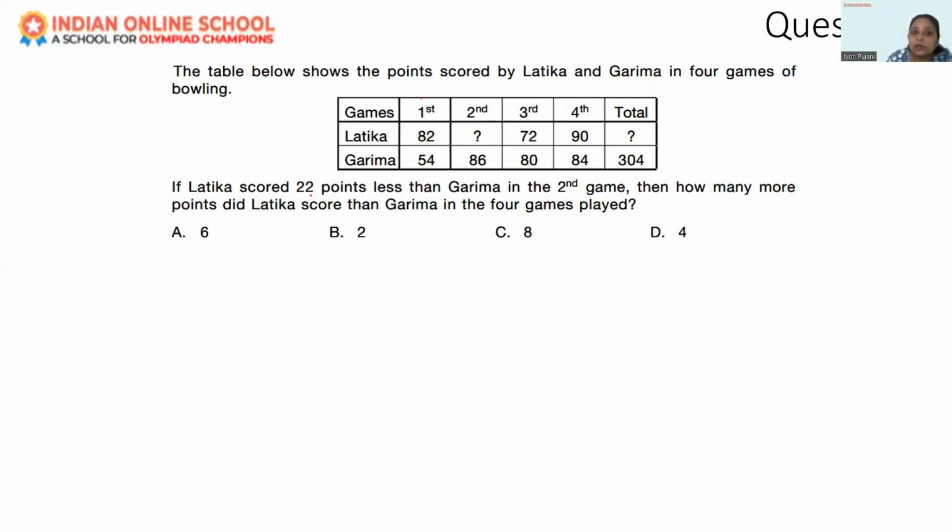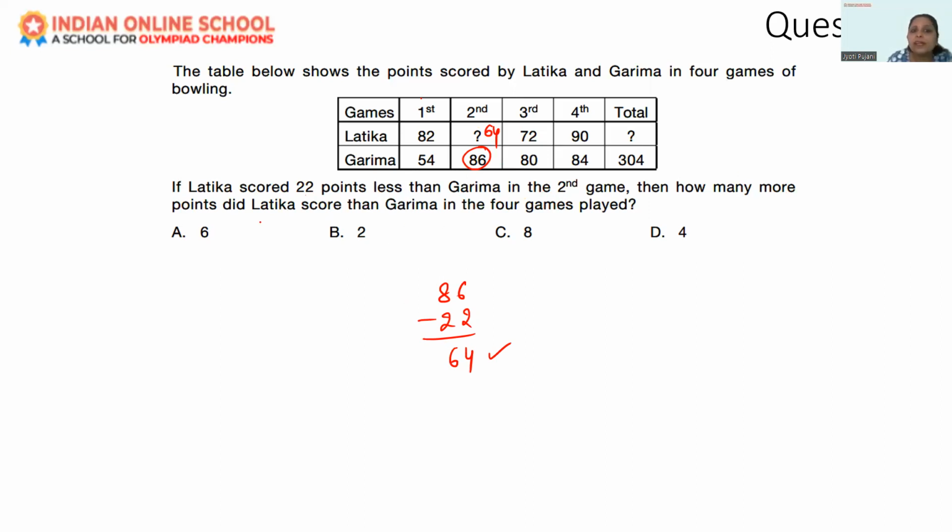If Latika scored 22 points less than Garima in the second game, what did Garima score in the second game? 86. Latika scored 22 less. So 86 minus 22. 6 minus 2 is 4, 8 minus 2 is 6. It is 64. So this will be 64. Correct? Yes, 22 less.